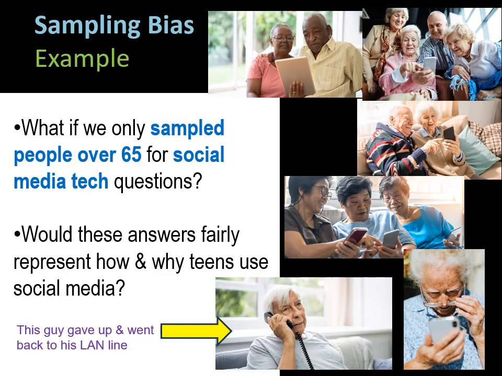What if we only sampled people who were over age 65 and they were going to make all social media tech decisions for you? Would you like that? Would you like only people over 65 to decide about YouTube and Snapchat and whether or not TikTok gets to exist and X and so forth? Would their answers fairly represent how teenagers use social media and why teenagers use social media? This guy down at the bottom, he gave up. He went back to a landline. He totally gave up on social media. I don't think that would be fair. I think that would be sampling bias.